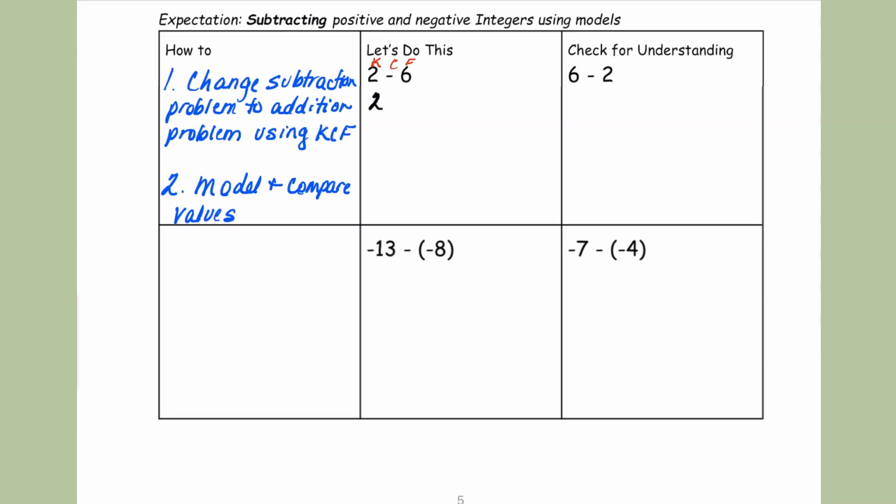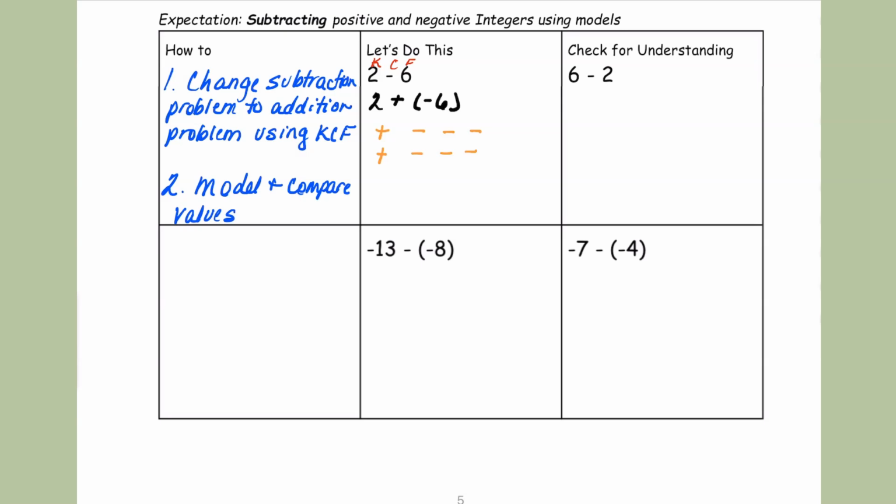So let's go ahead and do this one. We have a subtraction problem. So the first thing we do is keep change flip. We're going to keep that +2, change that subtraction to an addition, and flip that +6 to a -6. Remember, there is a difference between a subtraction sign and a negative sign. So we need to be clear for that. Now, step number 2 says just to model this. So I take that +2 and I draw 2 positive markers. Then for that -6, I draw 6 negative markers.